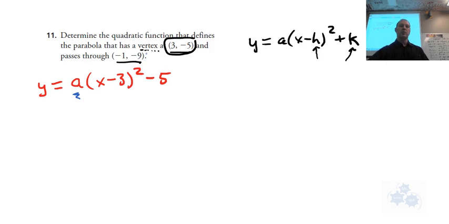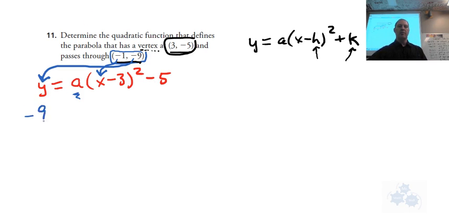So what we do there is we use the other piece of information they give you, the other point. The x value goes in there, the y value goes there, and then we can solve for a. Once we solve for a, we can include that number in this form of the equation. So we'll just do that real quick here.